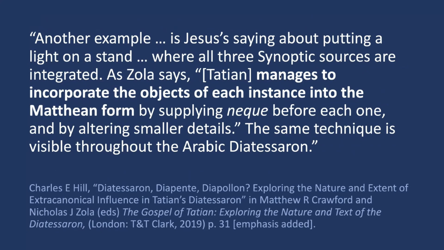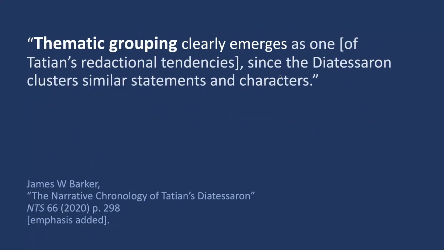And here's a little bit of an example of him doing that. So an example is Jesus' sayings about putting light on a stand, where all 3 synoptic sources are integrated. We've got 3 different versions of that saying. And as Zola says, Tatian manages to incorporate the objects of each instance into the Matthean form. So Matthew's providing the frame, and he's adding in the extra details provided by Luke by supplying neque before each one and by altering small details. The same technique is visible throughout the Arabic Diatessaron. So we've got a frame and it's being filled out by the other resources.